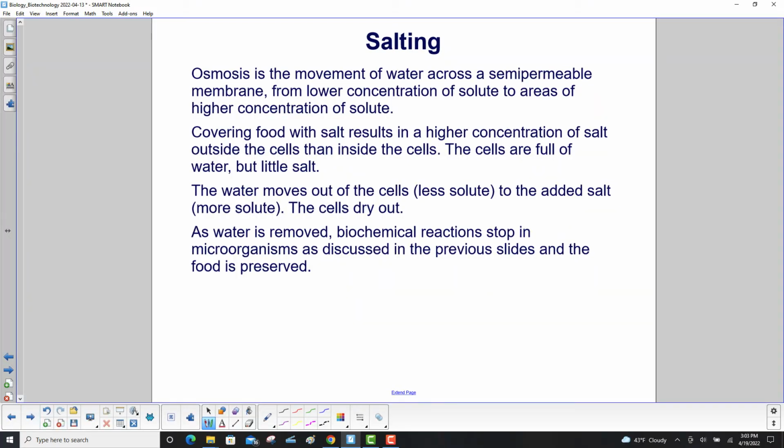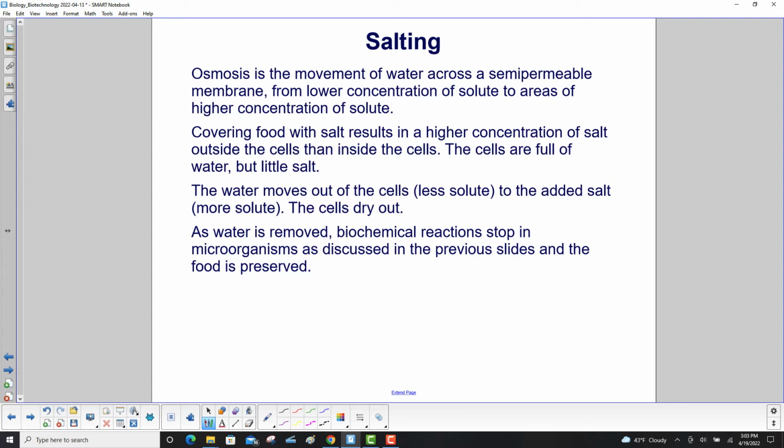First, osmosis is the movement of water across a semi-permeable membrane from a lower concentration of solute to areas of higher concentration of solute, and in this case salt will be the solute. Covering food with salt results in a higher concentration of salt outside the cells than inside the cells. The cells are full of water but little salt. Therefore, the water will move out of the cells where there is less solute, or salt, to the added salt, which is more solute, outside.